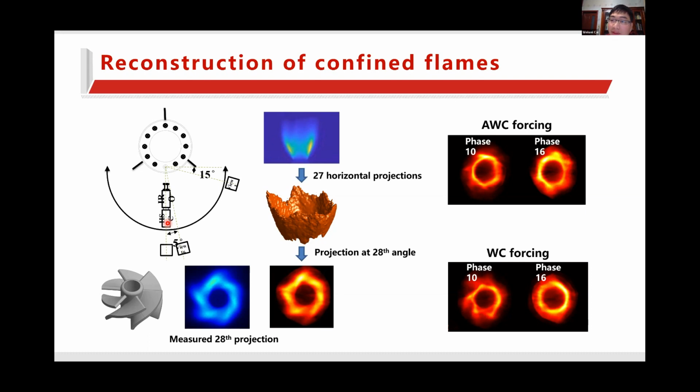The approach we used is we take a picture of the flame from the top of the annular burner. This is the picture taken, and on the right is the projection we estimated from the reconstruction along the vertical direction. If we compare these two and they agree, then the reconstruction is reliable, because this projection does not participate in the reconstruction.